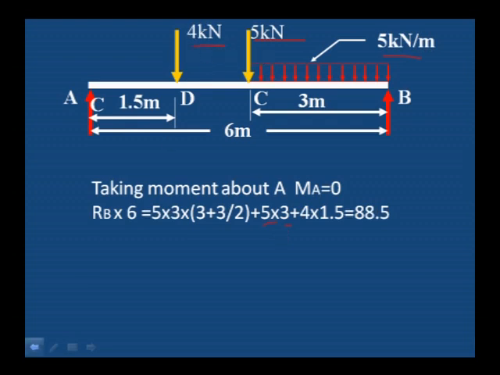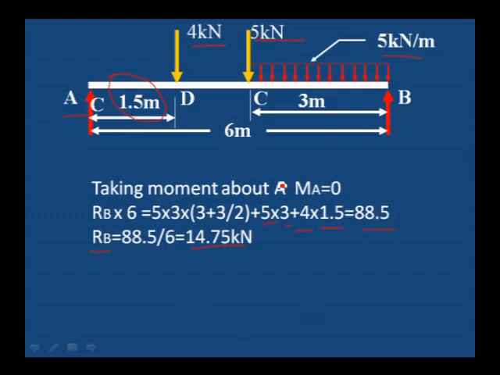Then one more point load, 4 kilonewton. 4 into distance from A to D is 1.5 meter. Therefore 4 into 1.5. This is the total moment at A. Then if you simplify, RB is equal to 14.75 kilonewton.